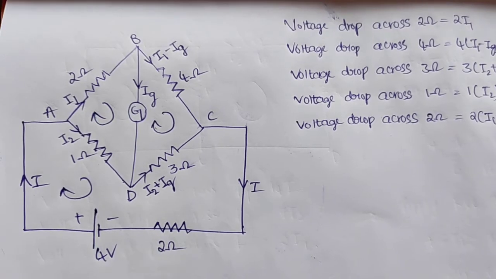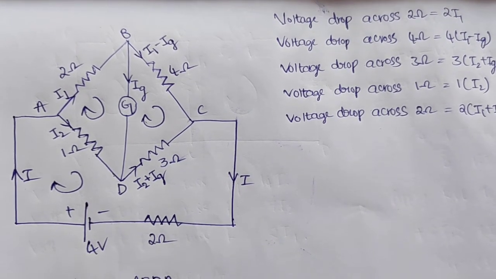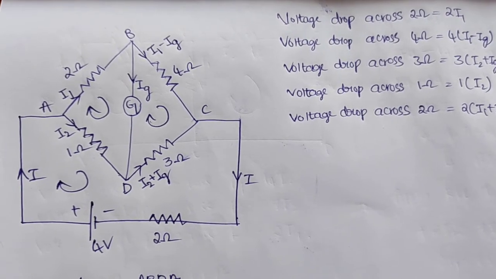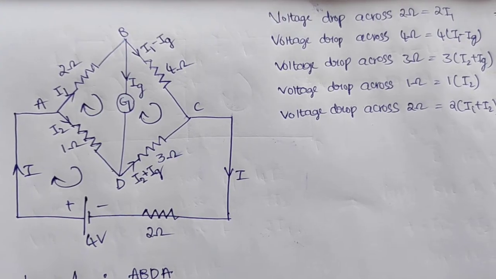Here the current flowing through the 2 ohm resistor is I1, through the 4 ohm resistor is I1 minus Ig, through the 3 ohm resistor is I2 plus Ig, through the 1 ohm resistor is I2, and through the other 2 ohm resistor is I, that means I1 plus I2.